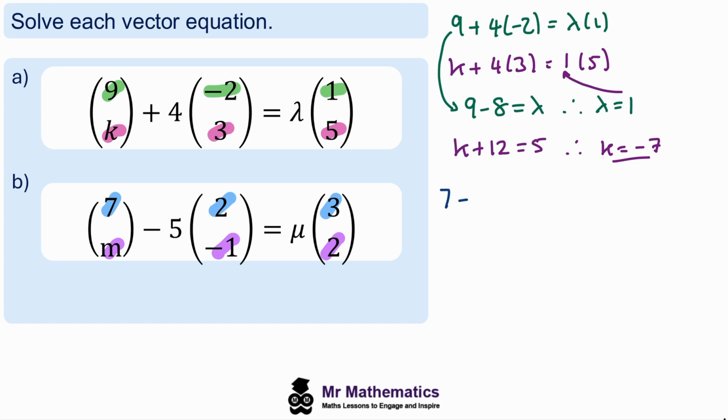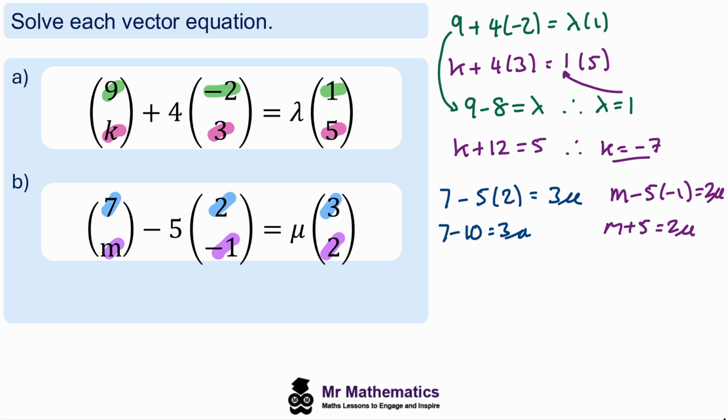We've got 7 minus 5 lots of 2 will be 3 mu. So 7 minus 10 must equal 3 mu. And we've got m minus 5 lots of -1 must equal 2 mu. So we'll tidy each of these up. 7 minus 10 must equal 3 mu. And m plus the 5 must equal 2 mu. So we can see from the horizontal that -3 will equal 3 mu. Therefore, mu must equal -1.